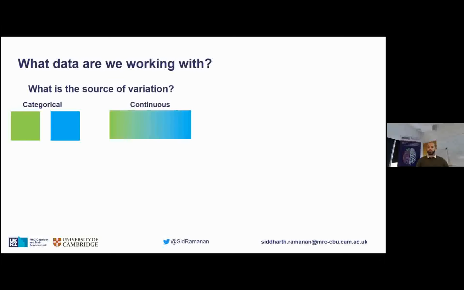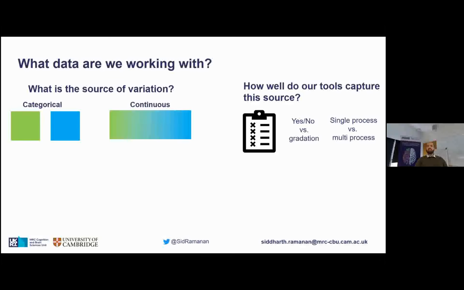categorical. Luminance is continuous. And similarly, once we know what kind of data we're working with, what's important for us to understand is how well do the tools that we use capture this underlying source of variation. So are the tools we're using actually categorical? Are they capturing some sort of binary process? So does the damage exist or does it not exist, or some sort of gradation? And are they actually capturing single or multi-process? That's what's written there. It's not visible, but single process versus multi-process.